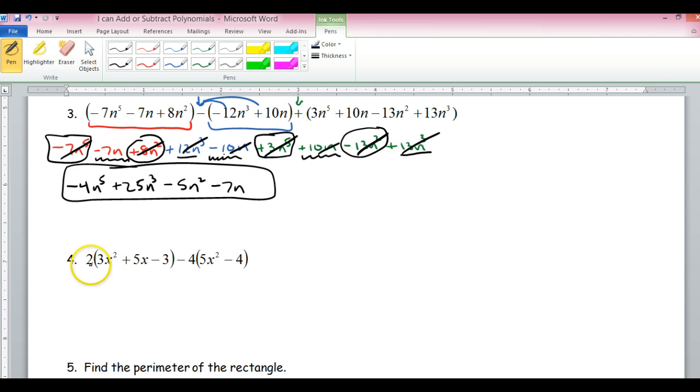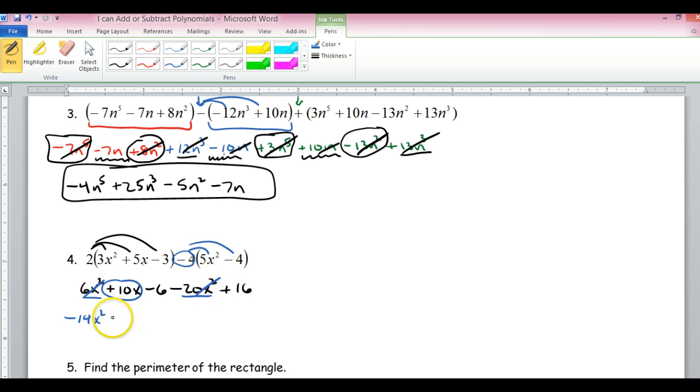Number 4. Notice to the left here, this is 2 times the quantity, which means anytime I say 2 times, that means I have to distribute. So 2 times 3x squared is 6x squared, plus 10x, minus 6, minus 20x squared, plus 16. So now, once I'm done distributing everything, remember I had to distribute this negative 4. Combine them. 6x squared minus 20x squared is negative 14x squared. Done. 10x, no other x's, so plus 10x. Then negative 6 plus 16 is plus 10, and we are done.